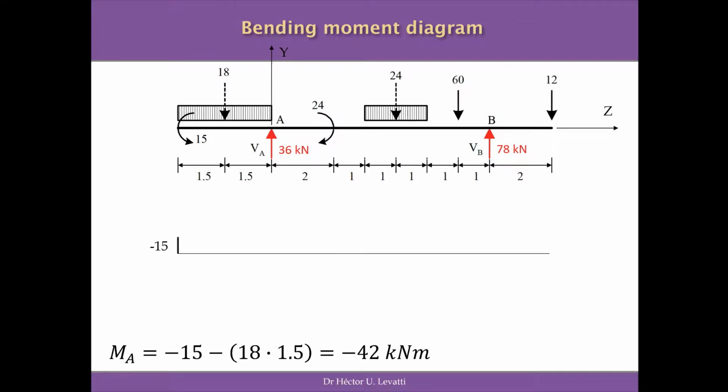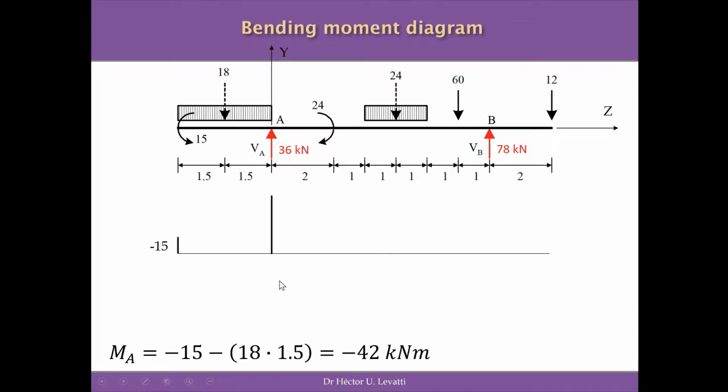After that, we move to the point A, where we have the pin support, and we do the summation of moment to the left side of the structure. What we have is basically minus 15, the concentrated moment, minus 18 times 1.5, the distance from this equivalent load to the point A, where we are calculating the bending moment. And the bending moment in total will be minus 42 kilonewton meter.